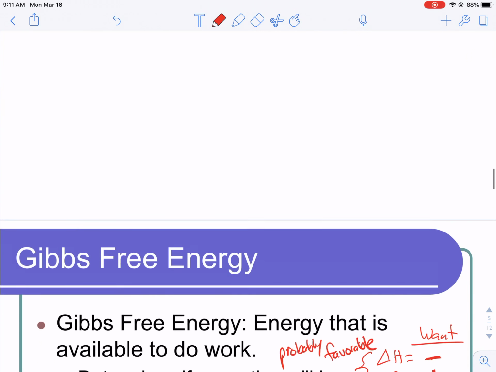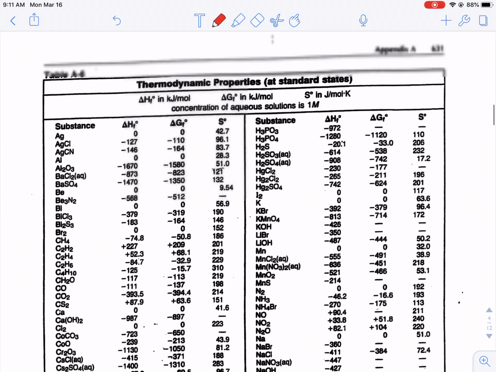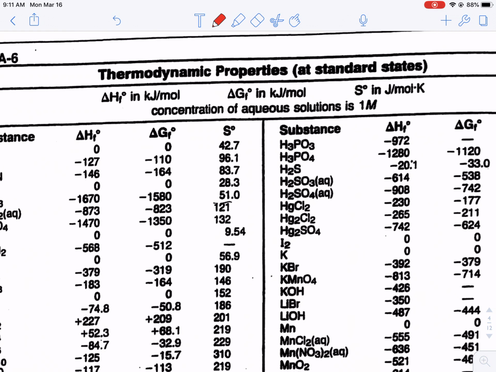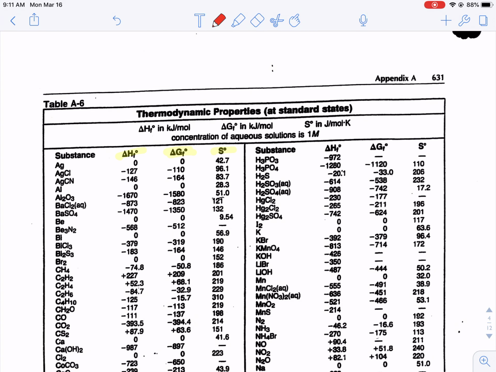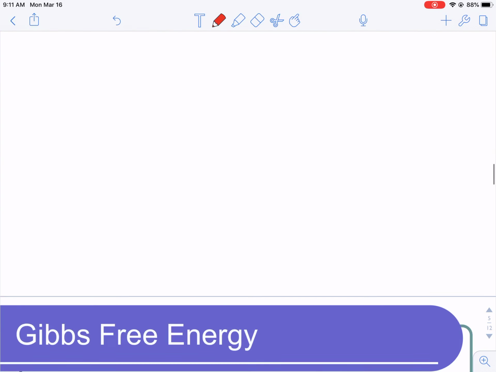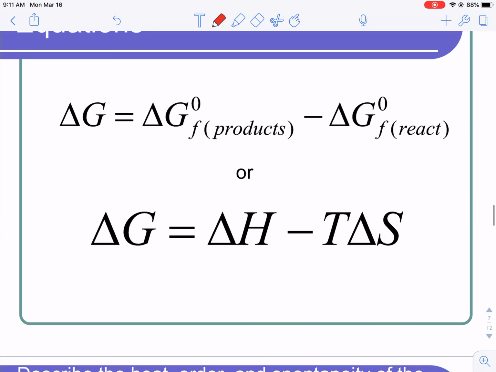Now, when we go to solve for delta G, there's a couple of different ways. You'll notice that when we look at our paper here, we had delta H and S. Well, there's also a column for delta G. So we can solve for delta G the same exact way that we did for H and S, products minus reactants. But there's another way, and it saves us a little bit of work. So this is the way right here that we've been using, products minus reactants. But like I said, temperature is important. It helps us decide which one we can trust.